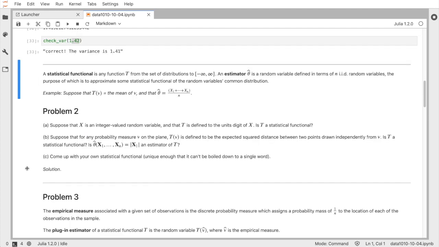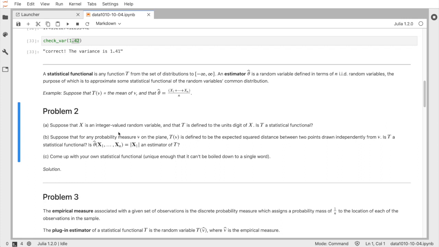So in problem 2, we're asked a few questions to help us think about this definition of a statistical functional. So suppose that x is an integer valued random variable, and t is defined to be the units digit of x. Is t a statistical functional? So in other words, we're asking ourselves, is t something that takes distributions as input and gives a number as output? And it does give a number as output. It's defined to be the units digit of an integer, and that's a number. So that part is fine.